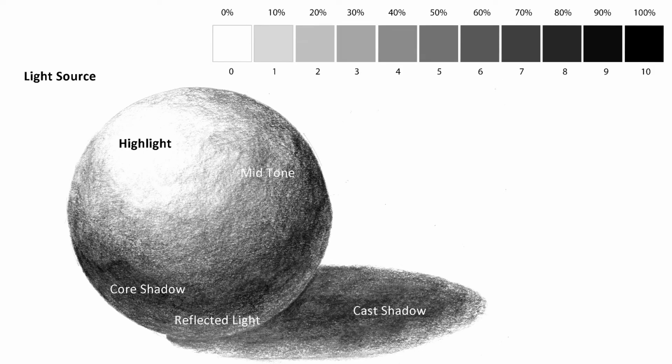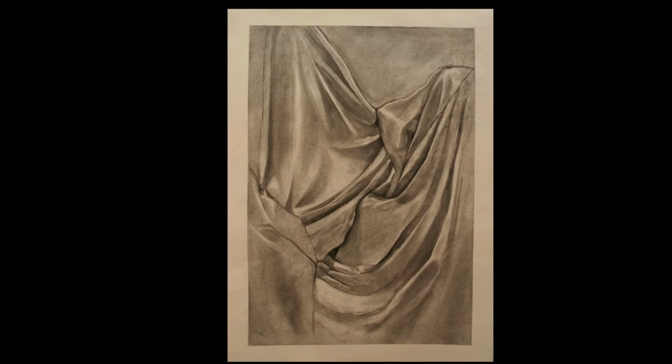Thinking back to the value scale, you can associate a percentage to any area of value you observe. In this diagram, the highlight appears to be 0% white, while the midtones range from 10 to 60% gray. The core shadow is around 70 to 90%, the reflected light around 20%, and the cast shadow between 60 and 80%. In more complex studies like folds and drapery, the transitions between highlight, midtone, core shadow, and cast shadow may repeat throughout the same object multiple times, and generally in that order.